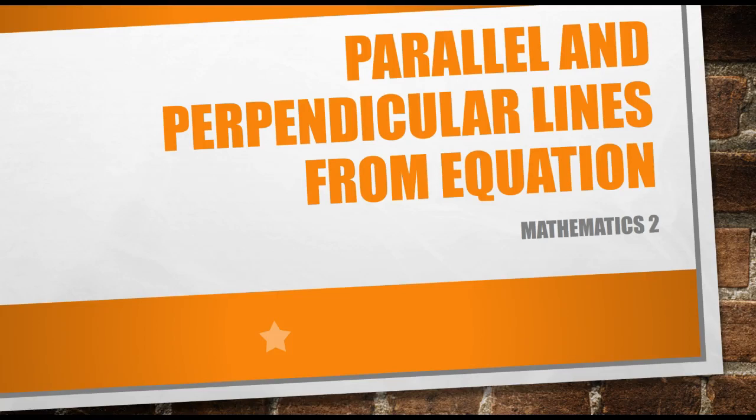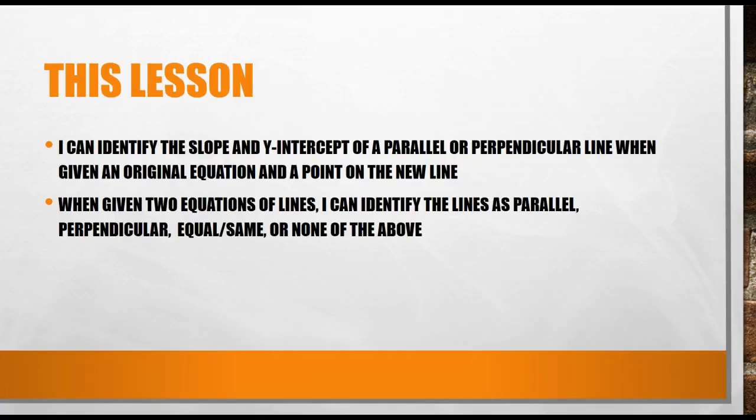This is a screencast for parallel and perpendicular lines from equation. In this lesson, we would be able to identify the slope and y-intercept of a parallel or perpendicular line when given an original equation and a point on the new line. We also, when given two equations of lines, would be able to identify the lines as parallel, perpendicular, equal, or the same, or none of the above.